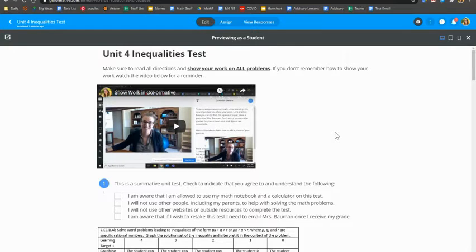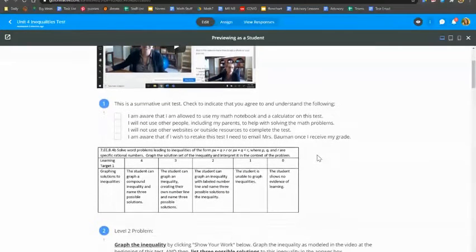We're going to go over the beginning together and then also go over a few details or tips to help you show your best work. Make sure to read all directions and show your work on all problems. If you don't remember how to show your work, watch the video below for a reminder. Here's that video if you want to get a refresher.